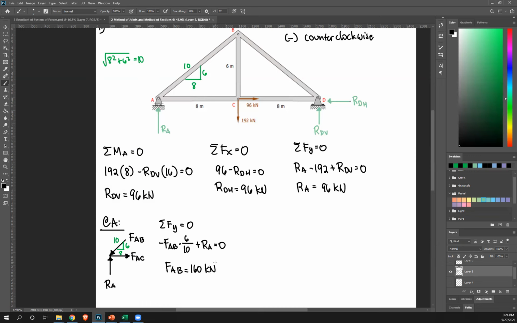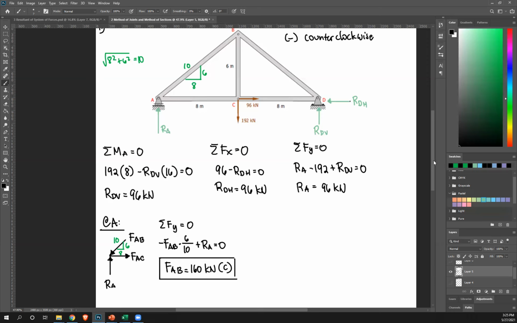And then positive, therefore correct assumption. Recall when it's towards your point, it's compression. If it's away from your point, that's tension. FAB was assumed to be towards the point, positive, therefore correct assumption. So that is compression. So that's my first answer.